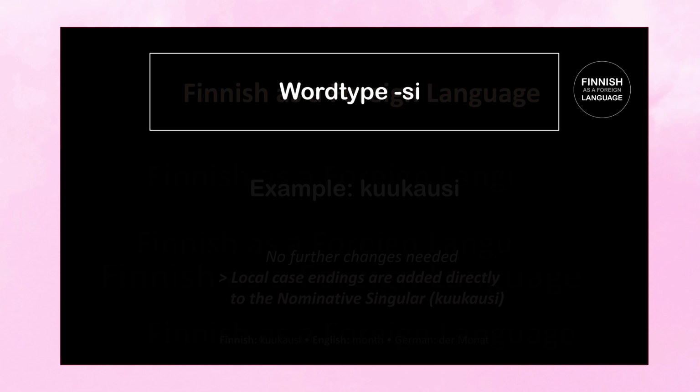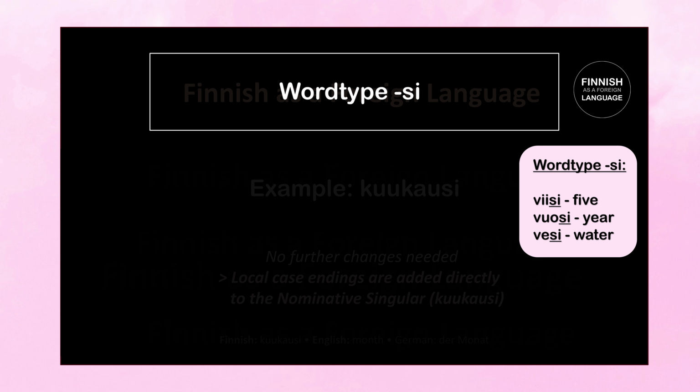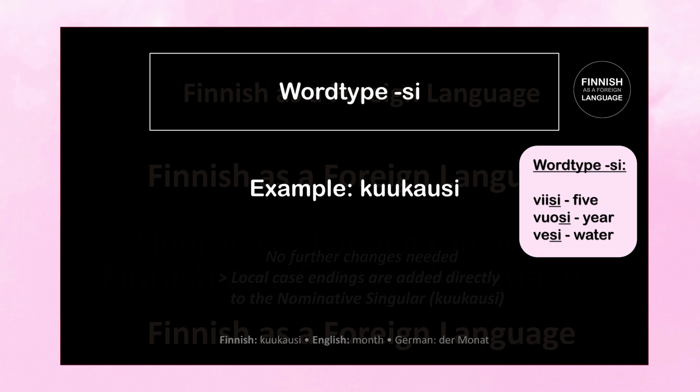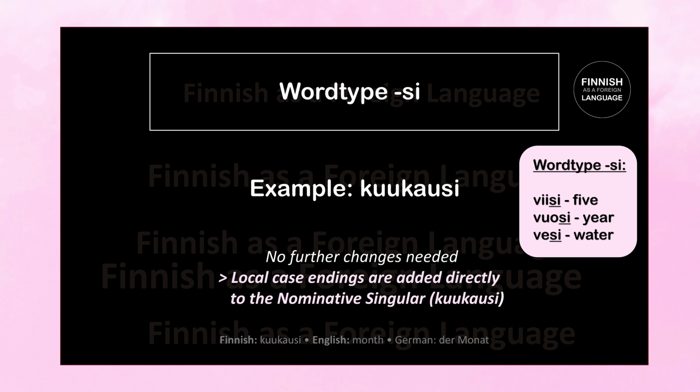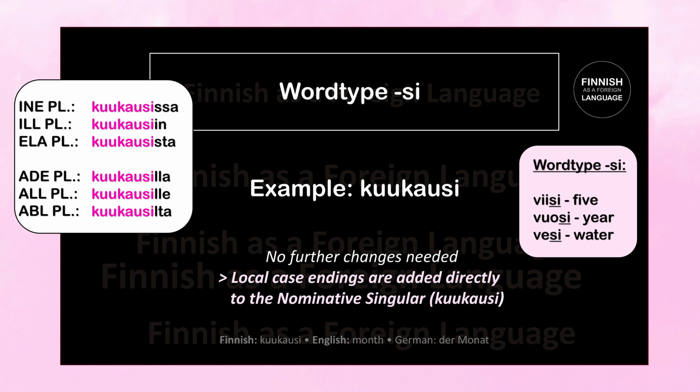Word type C. What does it mean? These are words, for example, like viisi, which means 5, vuosi, which means year, or vesi, which means water. So let's take, for example, kuukausi. Here we don't have to change anything, so that means we can immediately start with adding the case endings to our word. So the inessive plural is kuukausissa, illative plural kuukausiin, elative plural kuukausista, adessive plural kuukausilla, allative plural kuukausille, and ablative plural is kuukausilta.